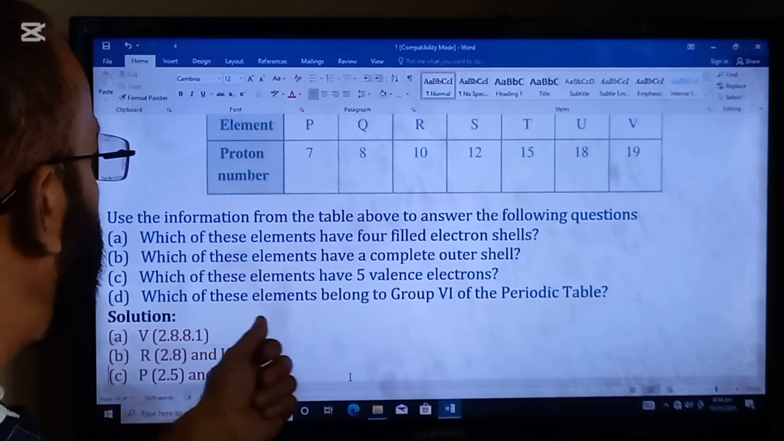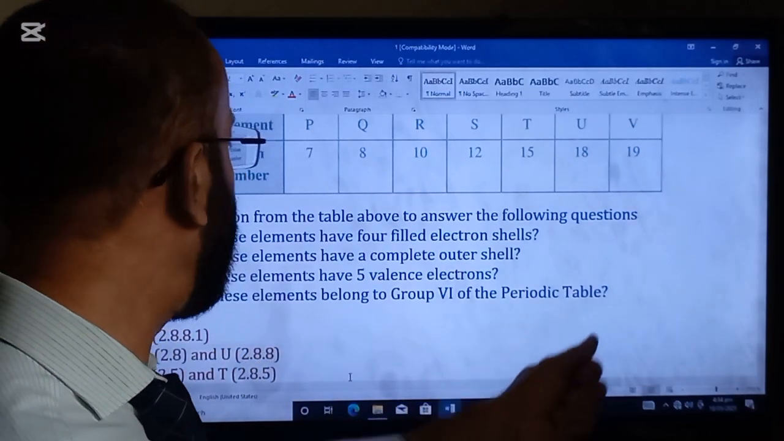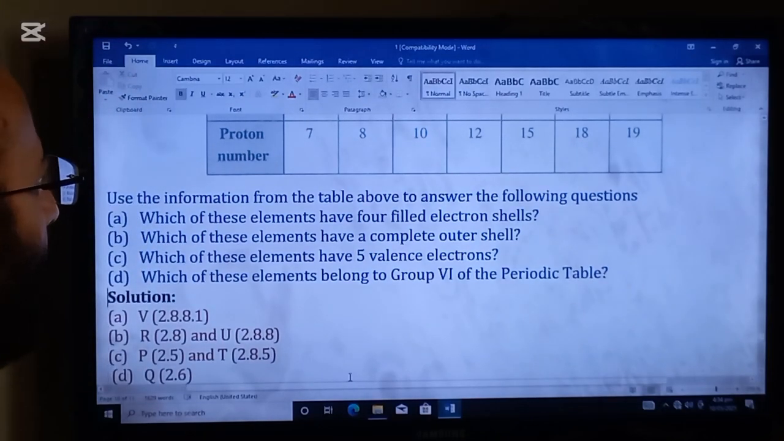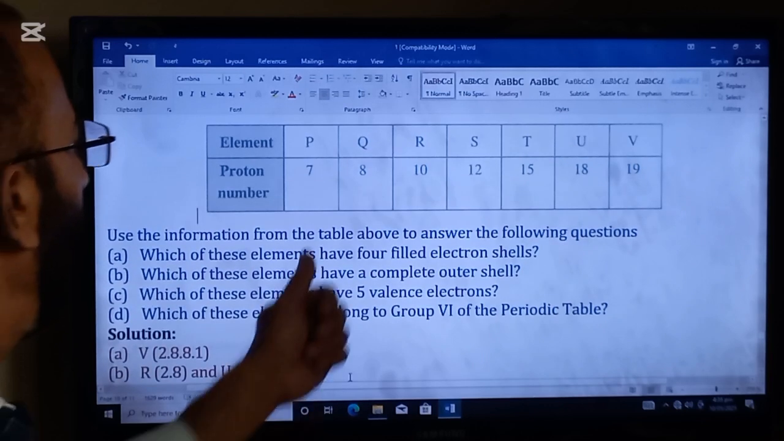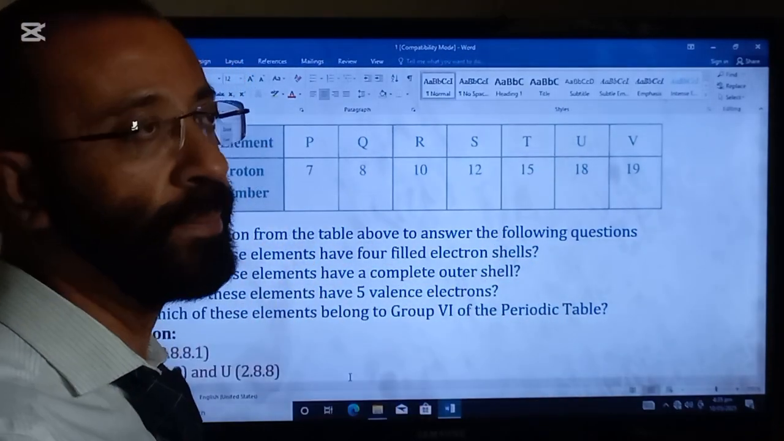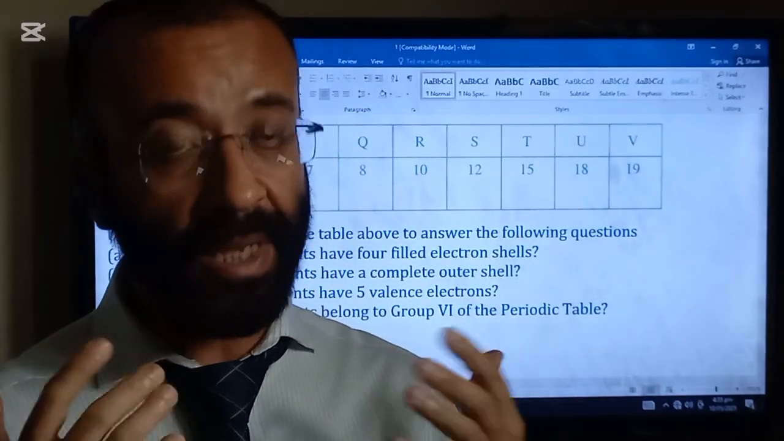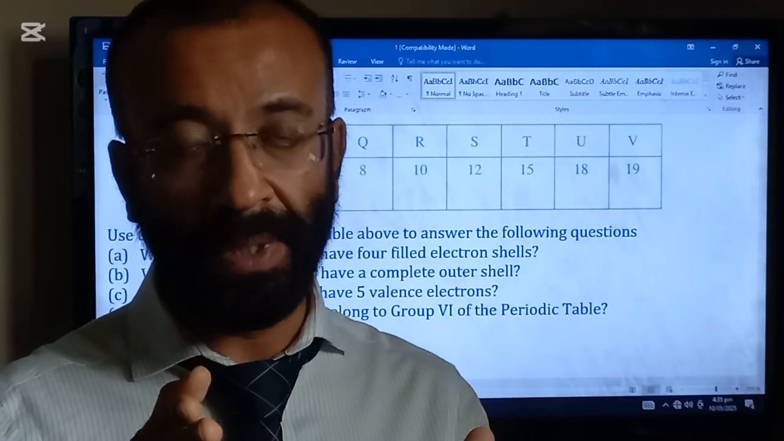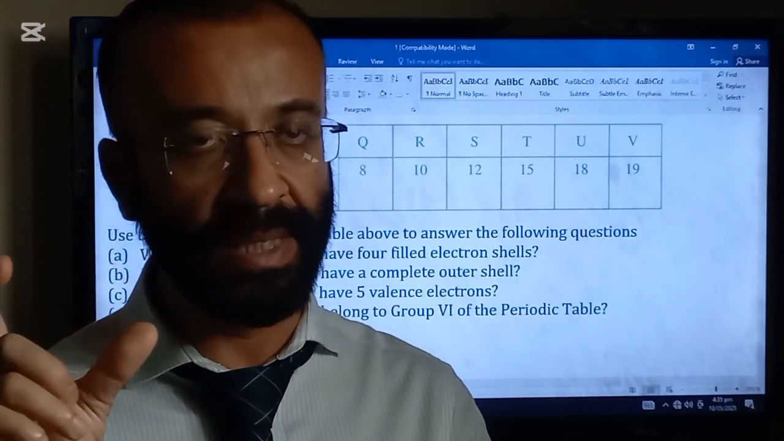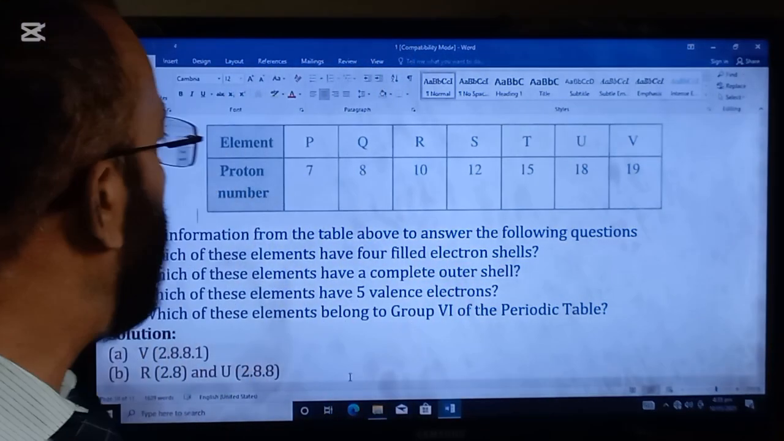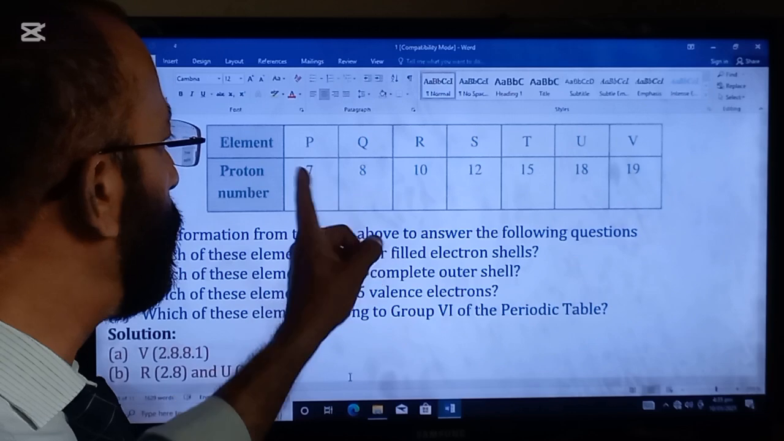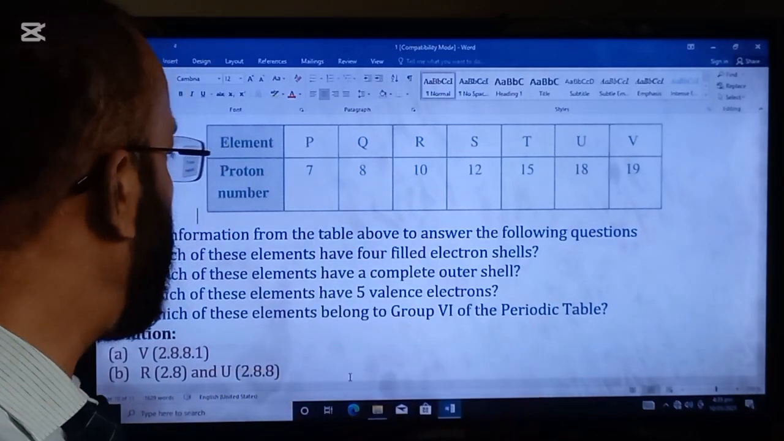The last part is which of these elements belong to group 6 of the periodic table? So the answer is Q, because Q's proton number is 8. The electron configuration will be 2, 6. And because we know that in a group every element will have the same number of valence electrons as the number of the group, the valence electrons are 6 for Q. So that actually belongs to group 6 of the periodic table.